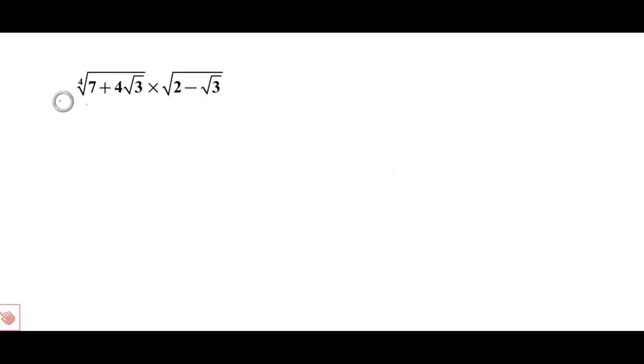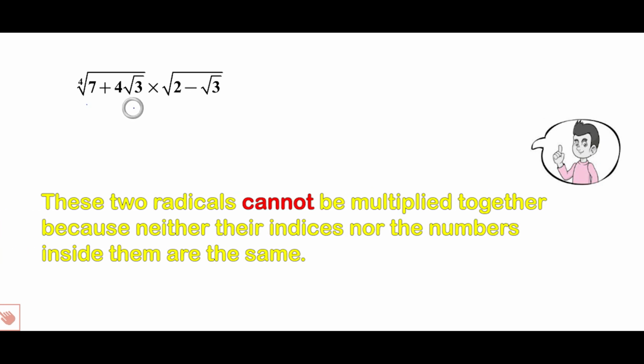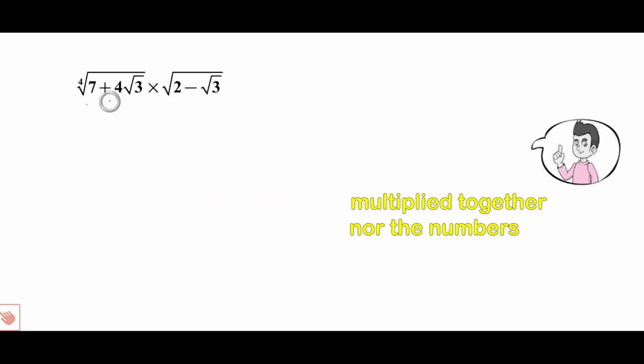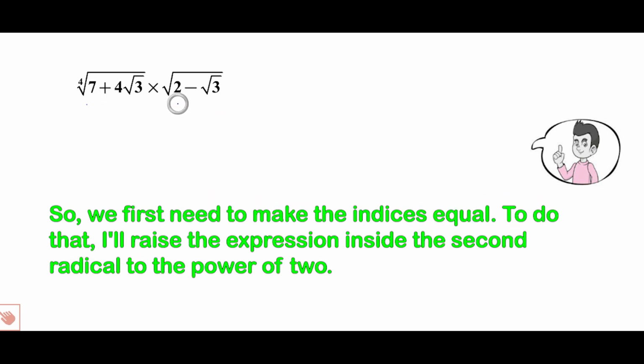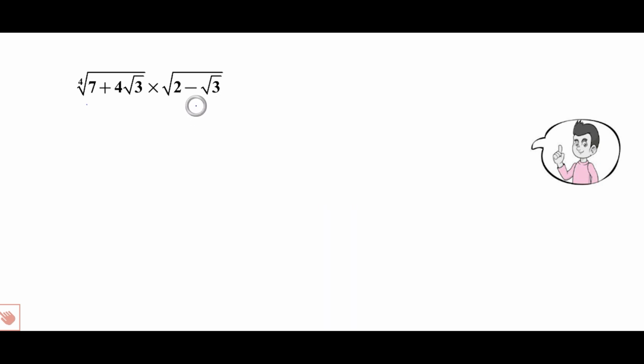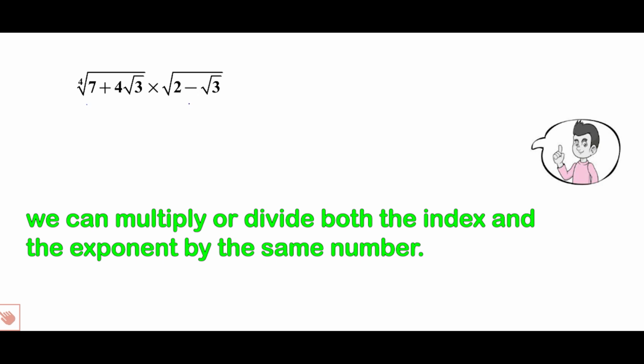I want to simplify this expression. These two radicals cannot be multiplied together because neither their indices nor the numbers inside them are the same. So we first need to make the indices equal. To do that, I'll raise the expression inside the second radical to the power of 2. Then its index becomes 4. In fact, as we discussed in the properties of radicals, we can multiply or divide both the index and the exponent by the same number.